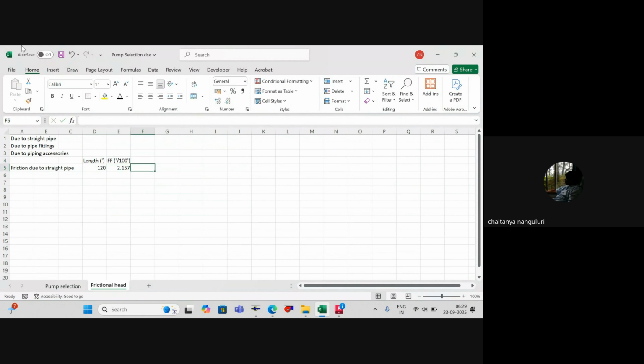Now total friction, how much will it be? Friction head due to straight pipe will be this into this divided by 100. You agree? So your actual value due to straight pipe will be this one, 2.55 feet. Understood? Then don't you think we have to calculate because of your elbows, all those elements, the fittings? So now it will be frictional head due to pipe fittings.